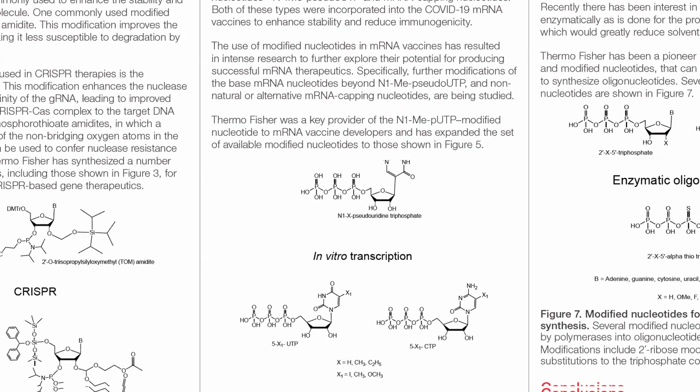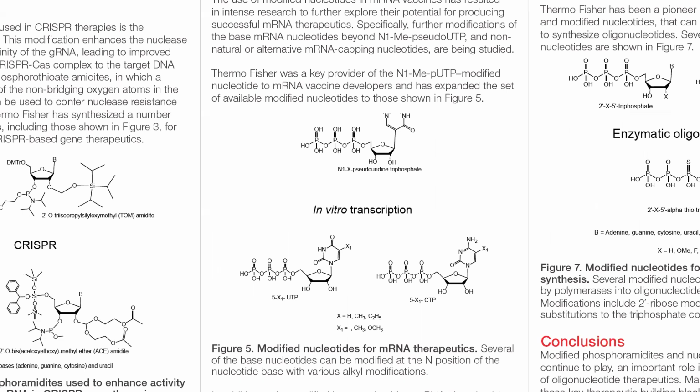Next, we're going to talk a little bit about mRNA. So mRNA is one of the most prominent nucleic acid therapeutics due to the success from COVID-19. And two important molecules that were essential for enhanced stability and reduced immunogenicity from the vaccines to that disease were N1-methyl pseudo-UTP and mRNA capping nucleotides. Other modified nucleotides and alternative caps are being studied to produce more successful mRNA therapies. Thermo Fisher Scientific is a major player in the synthesis of N1-methyl pseudo-UTP and other available and novel modified nucleotides, as seen here in Figure 5.